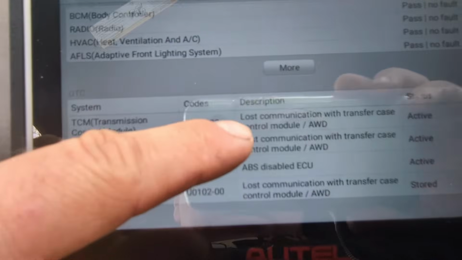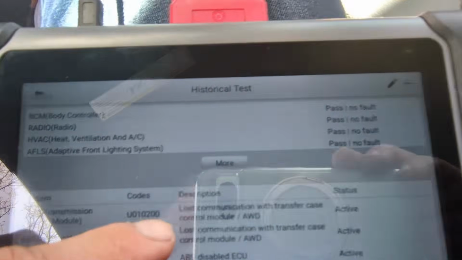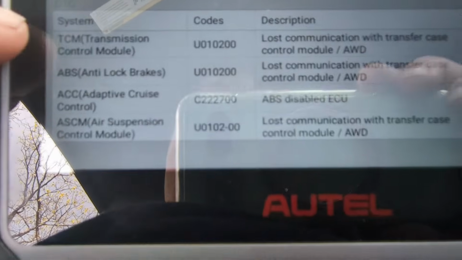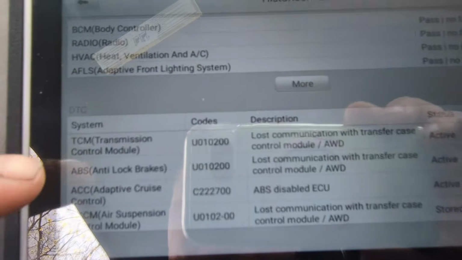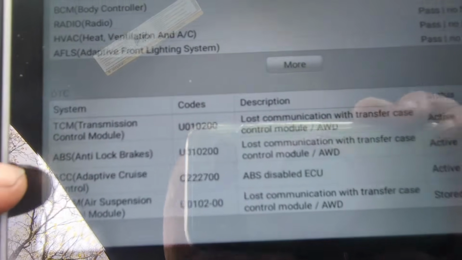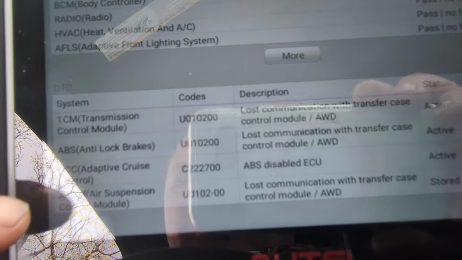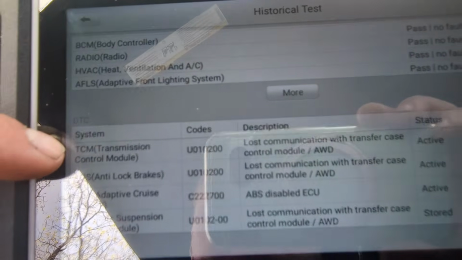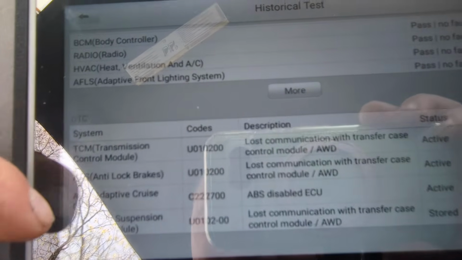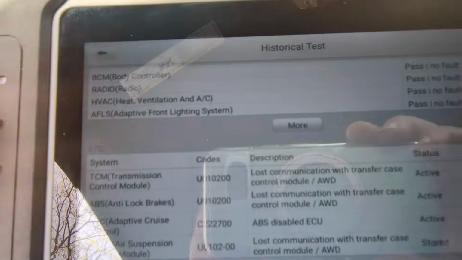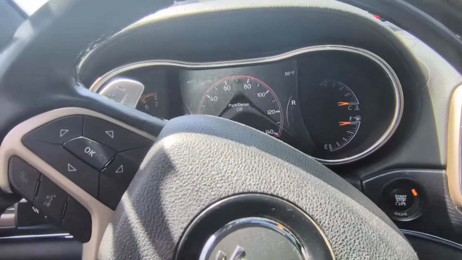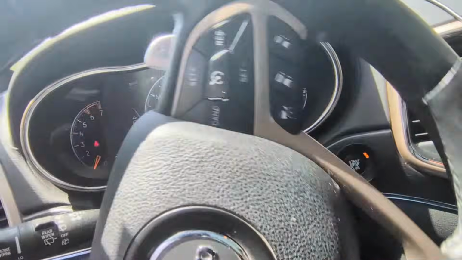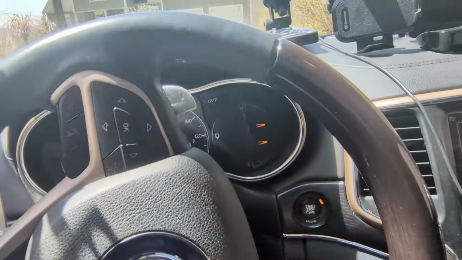The lost communication with the transfer case affected the transmission control module, the ABS module, the adaptive cruise control, and also the air suspension. So just that one module would cause all the others to generate failures and those codes on the dash. The suspension would bind, just by turning, especially at low speed, parking speed.